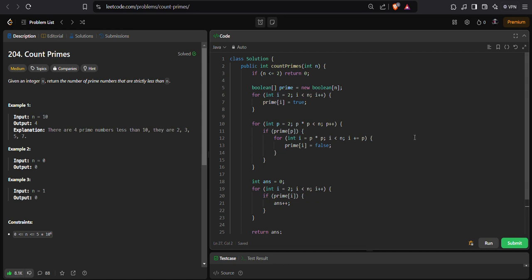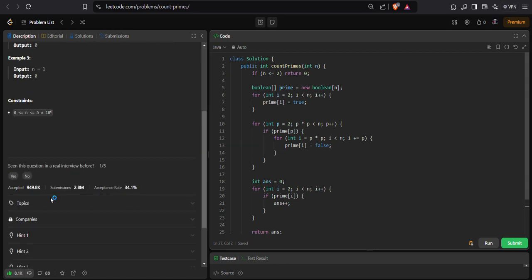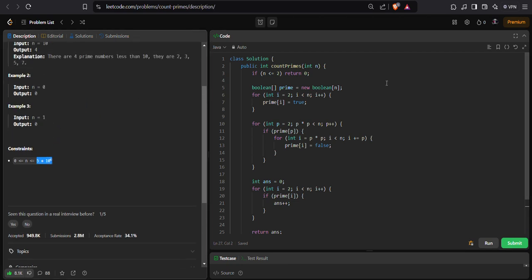Now, if we would approach the solution with our naive approach, the time complexity of our solution will be pretty high. It will be n times square root of n, which is still high when we are given a constraint like 5 times 10 raised to 6, and it will eventually give us time limit exceeded. So there comes the solution, Sieve of Eratosthenes. I don't know how it is pronounced.